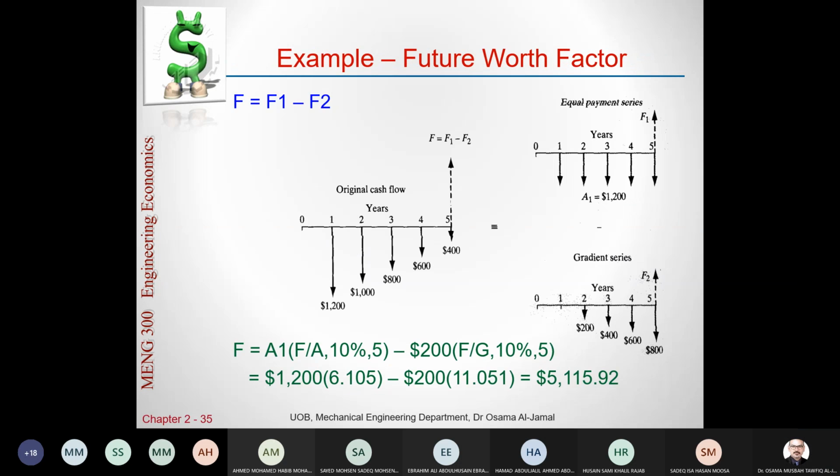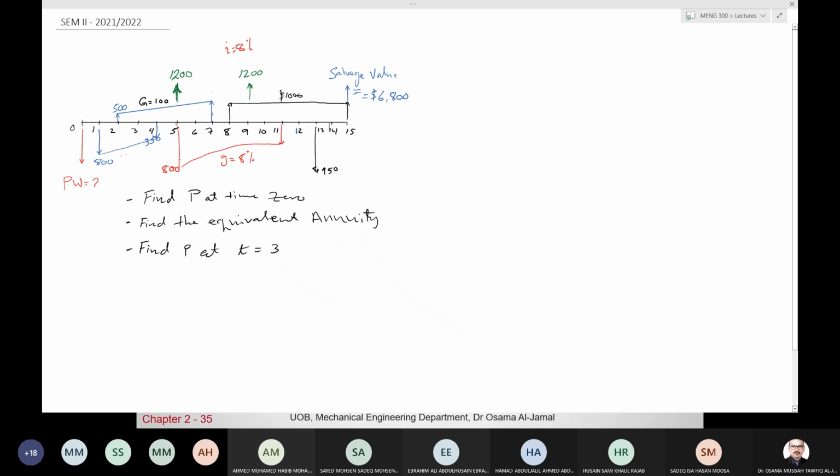Now, let's see the example that I told you about at the beginning of the chapter, or last week, which is about this one. It's very important to understand it and to solve such a problem. Why? Because later on, our problems will be a mixture of cash flows: annuity, gradient, which is geometric and arithmetic, single cash flows, shifted, not starting from year 1. It can start in any other years.